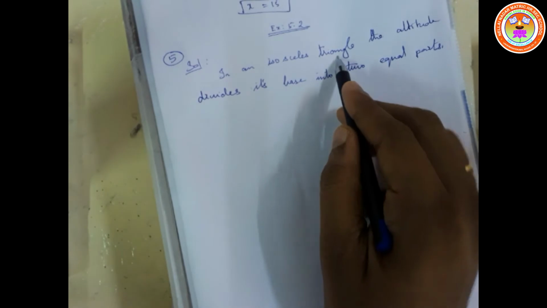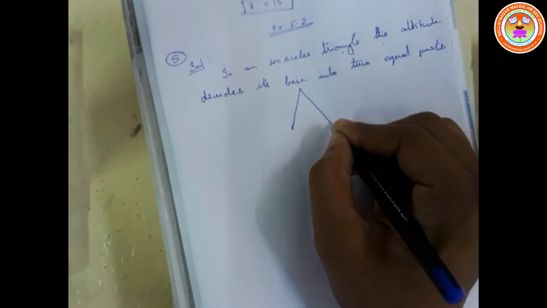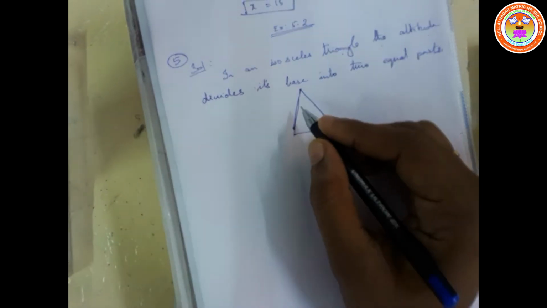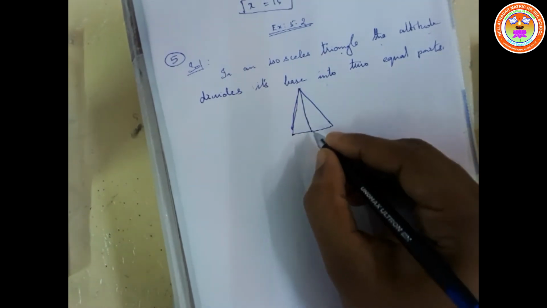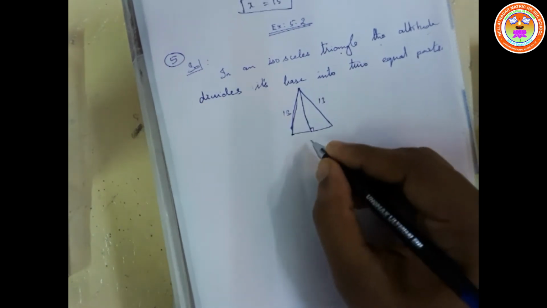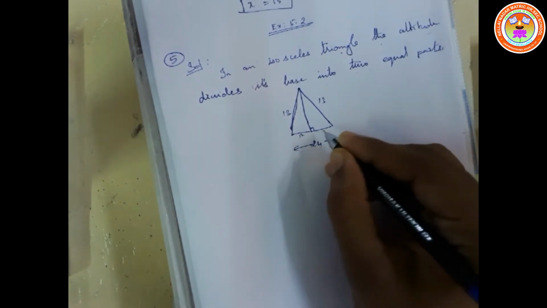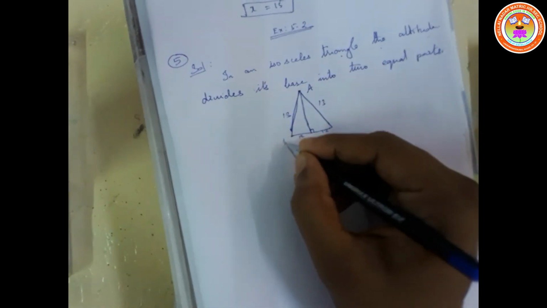In an isosceles triangle, the altitude divides its base into two equal parts. That means, if you imagine this is an isosceles triangle, the altitude at 90 degrees divides the base into two equal parts. If this is 13 and this is 13, and the full length is 24, then this length is 12 and this length is 12. 12 plus 12 is 24. Mark this as A, B and C.